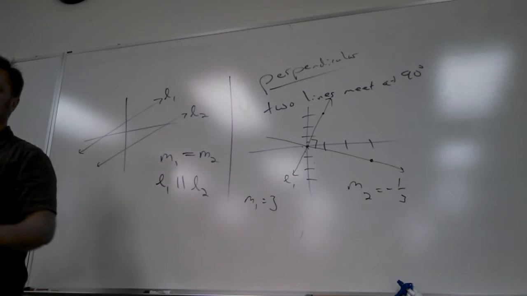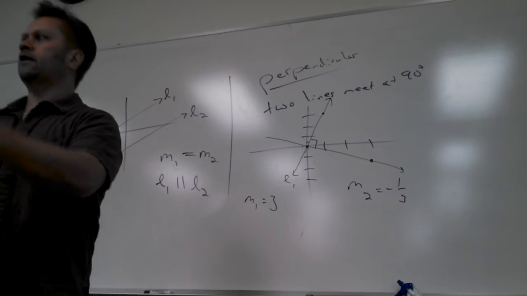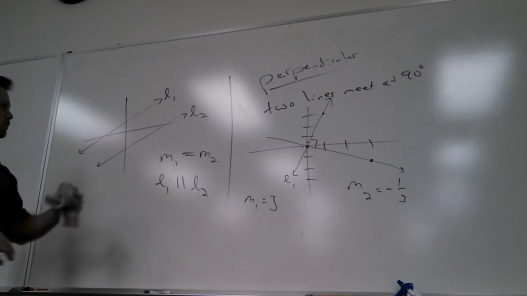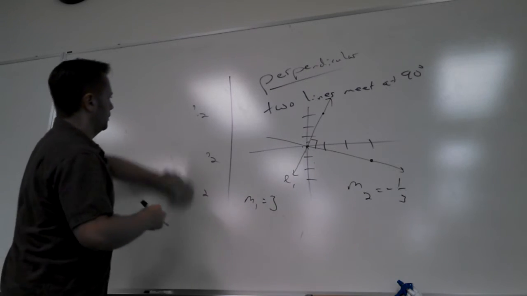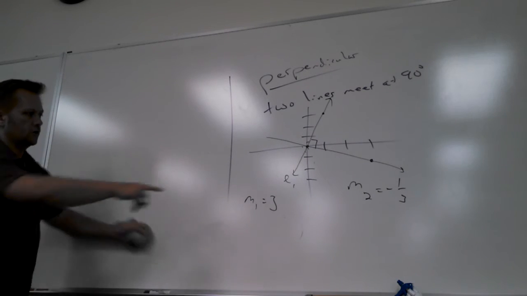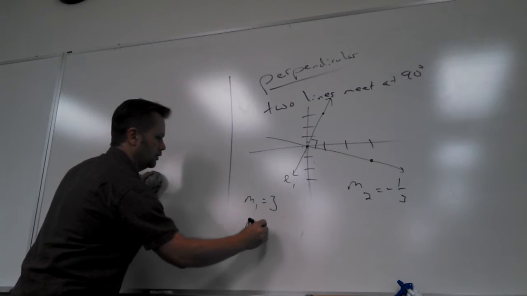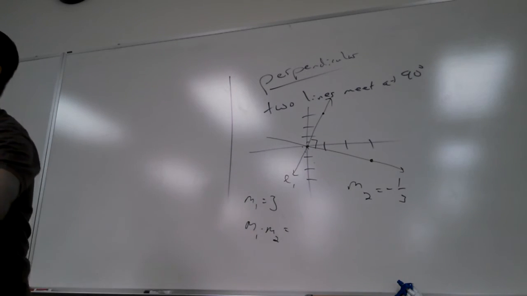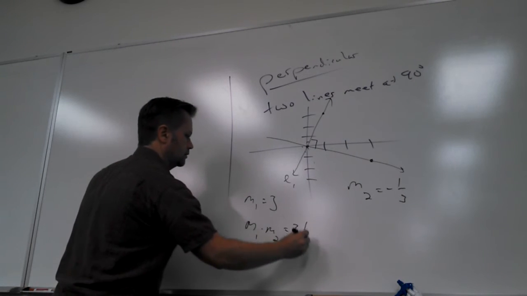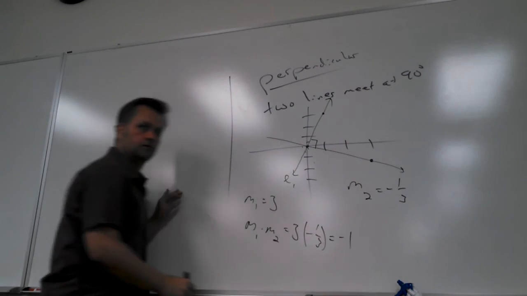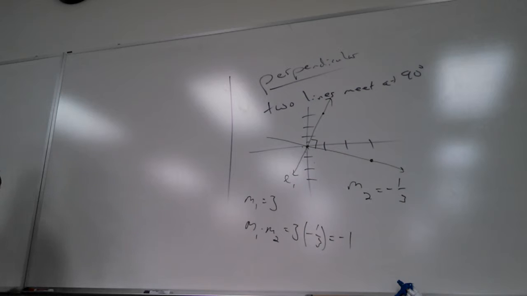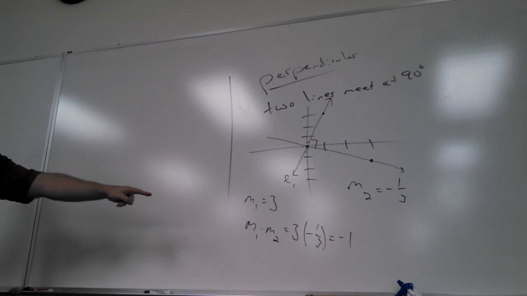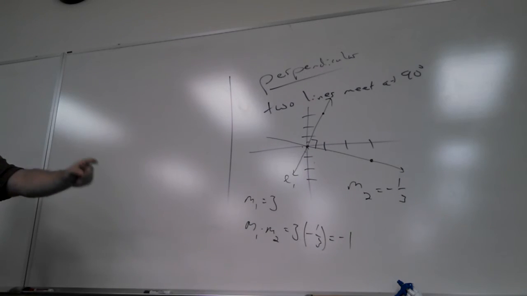Another way it's put, and for some reason students like this better, which is fine: if two numbers are negative reciprocals, what is m1 times m2 here? What's the product of those two slopes? Yeah, 3 times -1/3 is -1. So that's always going to happen. Two perpendicular lines have slopes that are negative reciprocals of each other, which means that if you multiply their slopes, it'll come out to be -1 always.